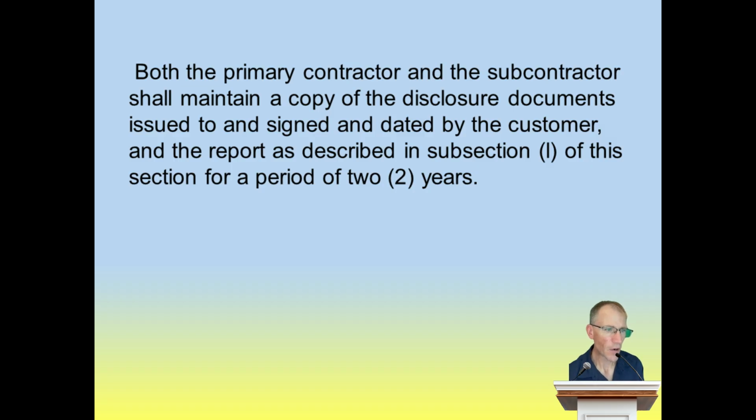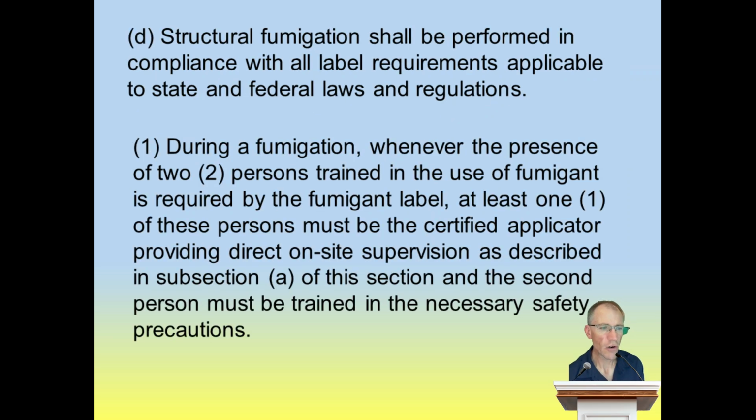Both the primary contractor and the subcontractor shall maintain a copy of the disclosure documents issued to and signed and dated by the customer, and the report as described in subsection 1 of this section for a period of 2 years. D. Structural fumigation shall be performed in compliance with all label requirements applicable to state and federal laws and regulations.